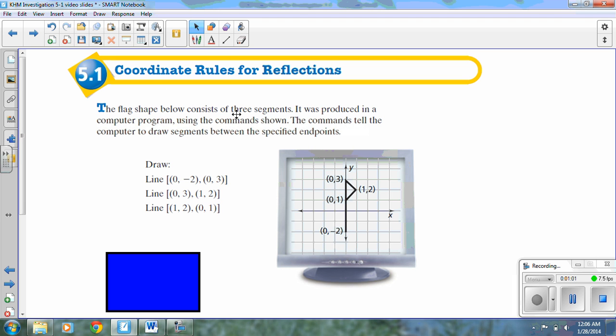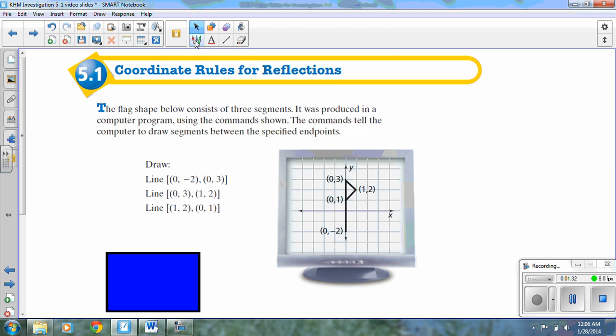All right, so first of all, I want to talk about the directions here, which say the flag shape below consists of 3 segments. It was produced in a computer program using the commands shown. The commands tell the computer to draw segments between specified endpoints. And you can see here the computer is drawing 3 lines.